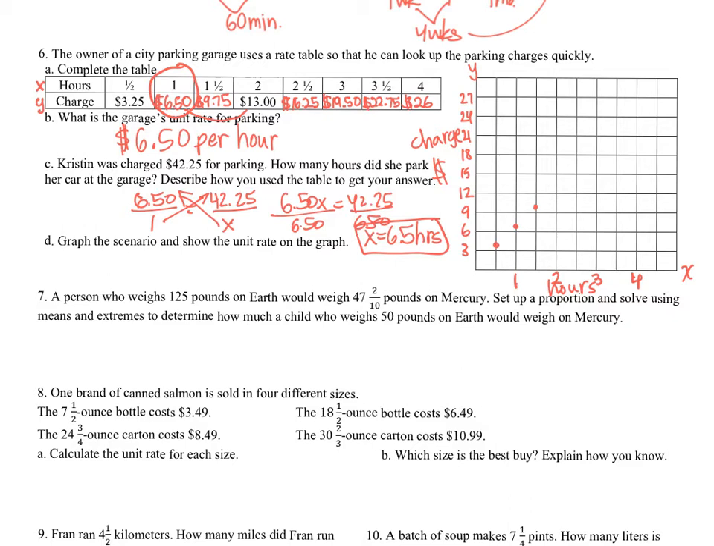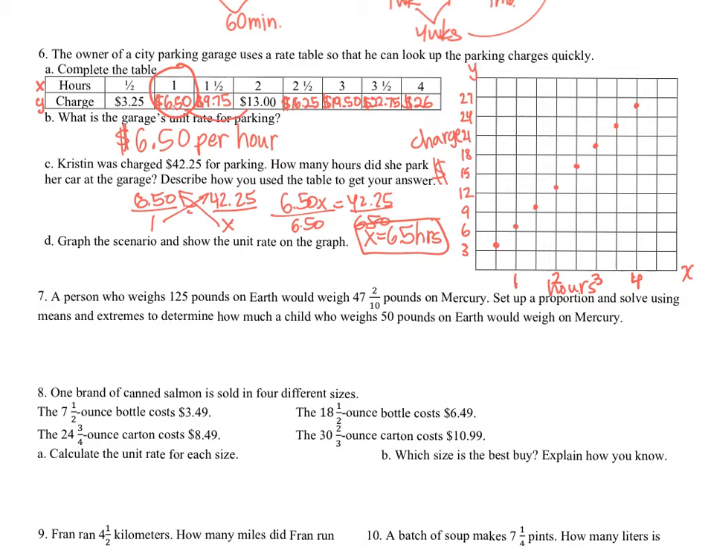2 would be 1300, 2.5, 1625, 3 is 1950, 3.5 would be 2275. 4 would be 2600. Okay, that's about what we need to do. Now you can draw the line if you want to. You don't need to.